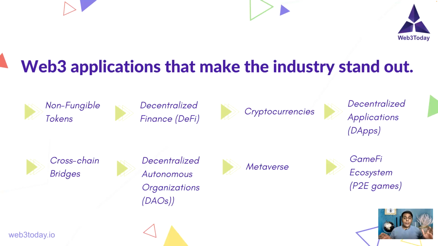So guys, here are some of the amazing applications which have made the ecosystem stand out. So first is the NFTs. NFTs are non-fungible tokens. We have all seen the boom of NFTs and the boom of digital art. But NFTs can also be used to represent real world assets. That is exactly what BlackRock is doing, right?